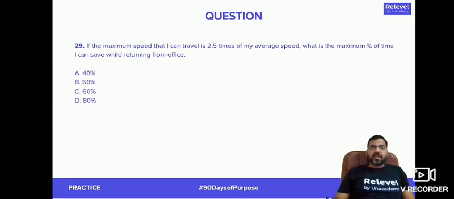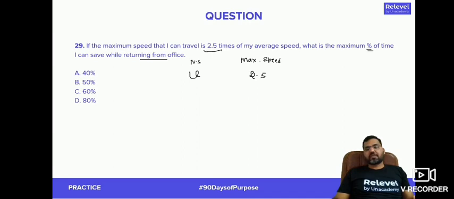Question number 29. The maximum speed that I can travel is 2.5 times of my average speed. What is the maximum percentage of time I can save while returning from the office? So guys, if I'm saying that my speed is V, then the maximum speed at which I can travel is 2.5 times of V. So you can see that speed ratio would be equal to 10 ratio 25. This decimal can be removed. This is 2 ratio 5. The speed ratio is 2 ratio 5.